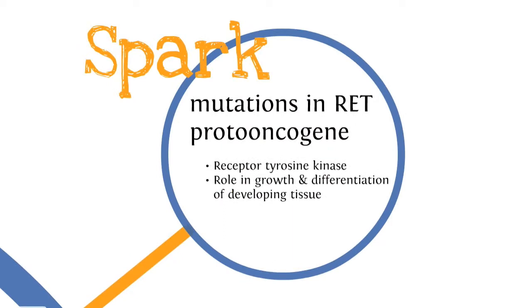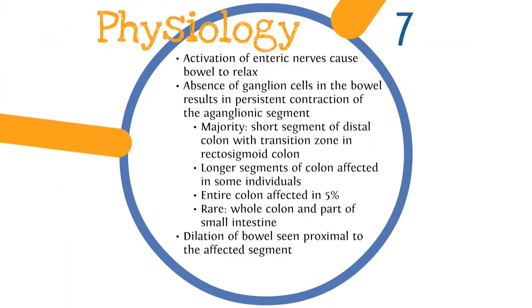This actually results from mutations in the RET proto-oncogene that codes for receptor tyrosine kinase. This receptor tyrosine kinase is crucial in the growth and differentiation of developing tissue. Normally, activation of enteric nerves causes the bowel to relax, but with the ganglion cells missing in a certain part of the bowel, that affected portion remains in a persistently contracted state.